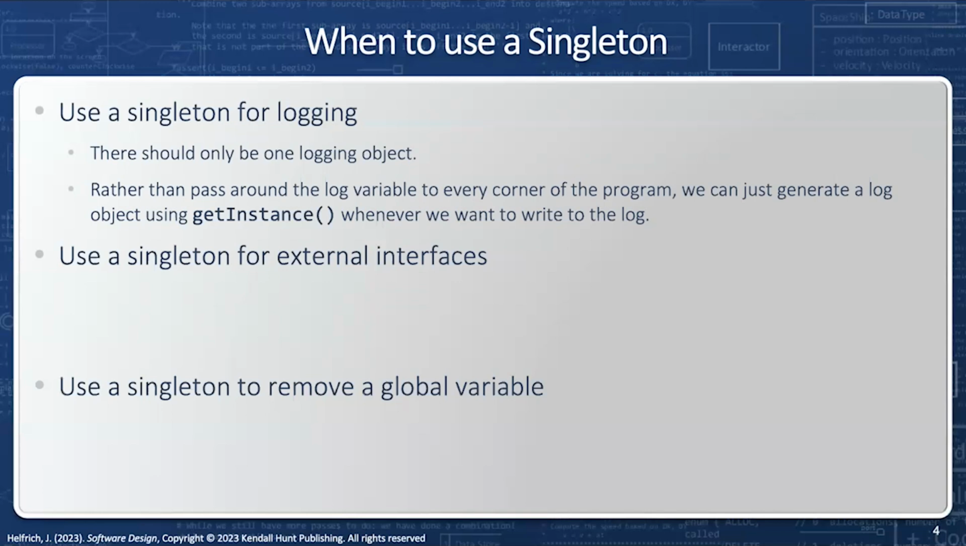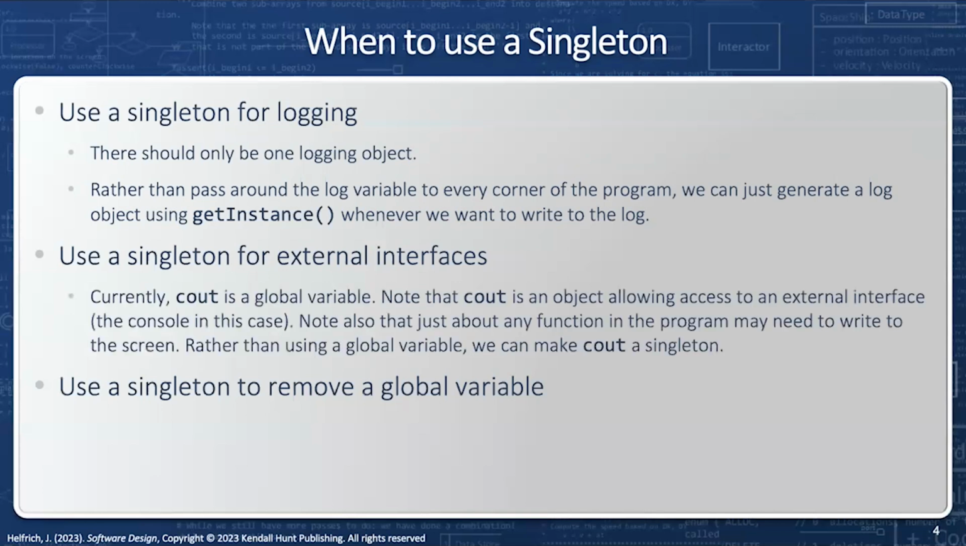The second, I want to use a singleton for external interfaces. And this is very similar to what I did with my graphic context. Now note that cout is currently a global variable, even though global variables are evil. What I could do to get around this is make a getInstance for cout, and therefore I can make sure there's only one copy, so I'm not going to have 2 different objects competing for who's going to write to the screen, but then I can also avoid having that global variable.